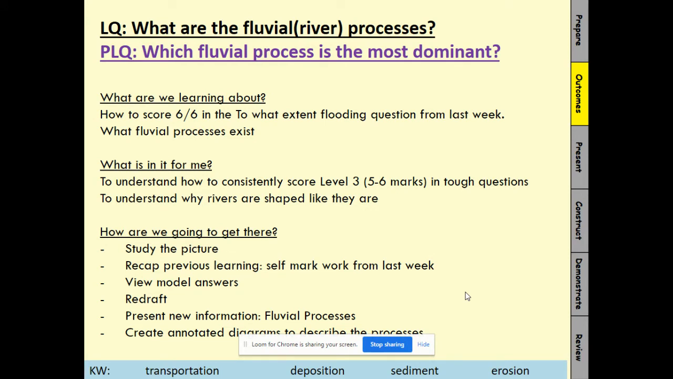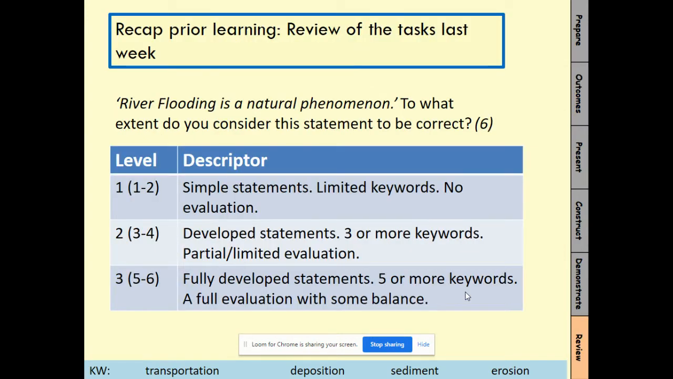After that, we'll be presenting some new information about fluvial processes. Say fluvial, it may come up in the exam. It's just a sophisticated term for river, but it may come up, so don't let that throw you. So we looked at the picture. We're going to look at the work from last week.